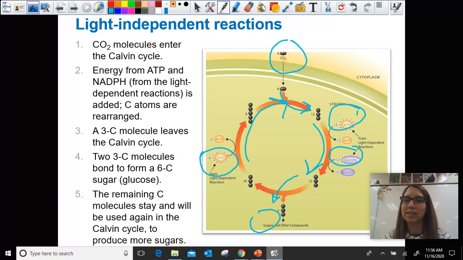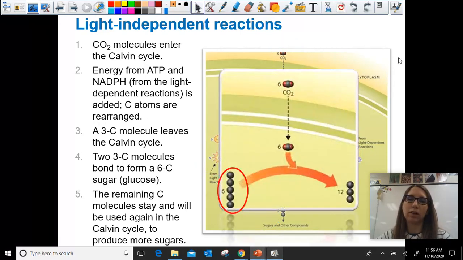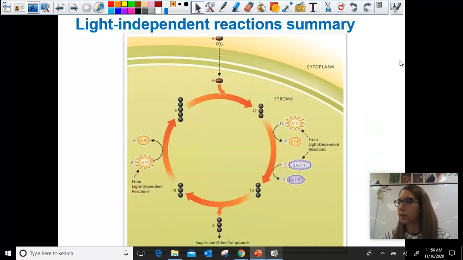If you lack the ATP and NADPH from the light dependent reactions, if you never produce them there, if you don't have sunlight and you can't go through that process, well, then you're not going to be able to make glucose because you absolutely need energy coming from that first stage, okay? So that's light independent, also known as the Calvin cycle.